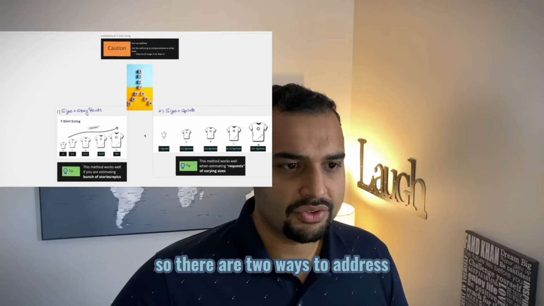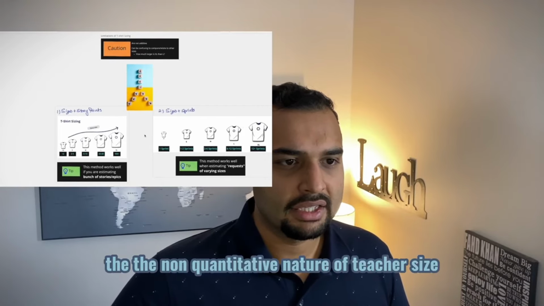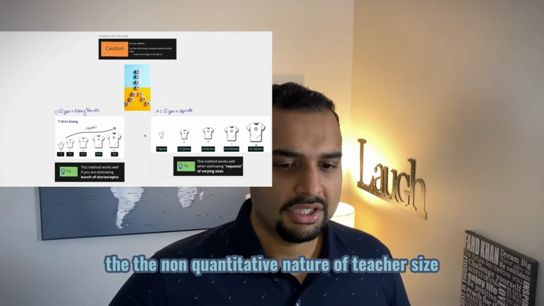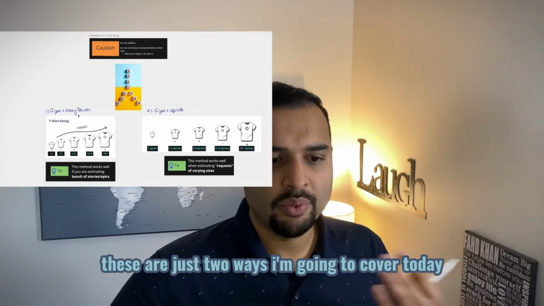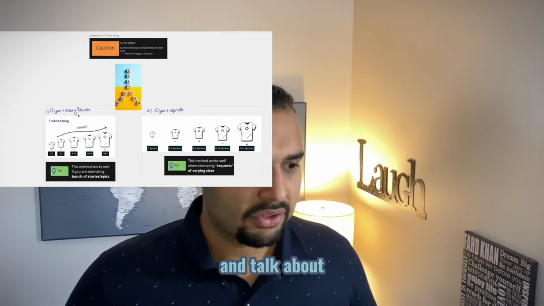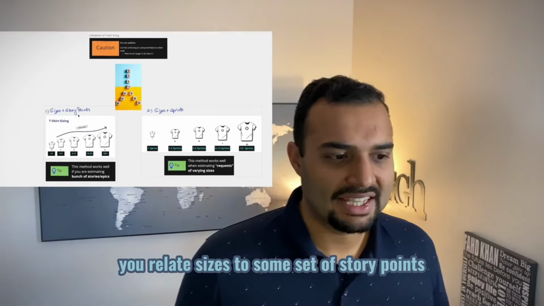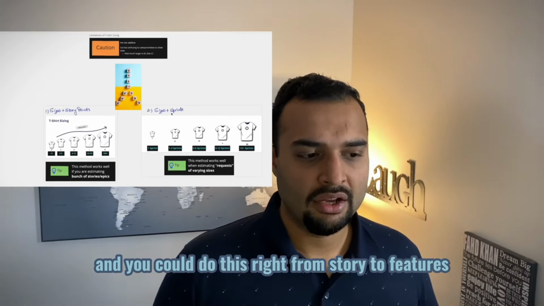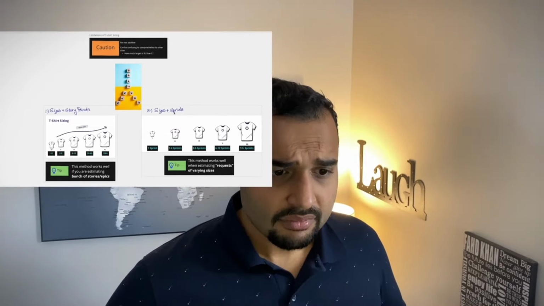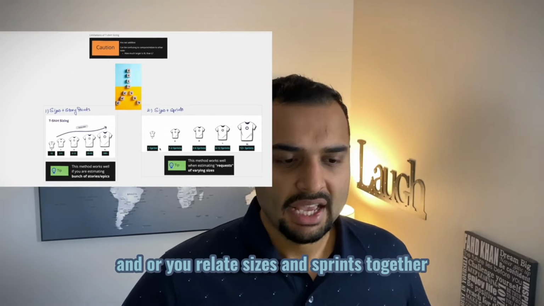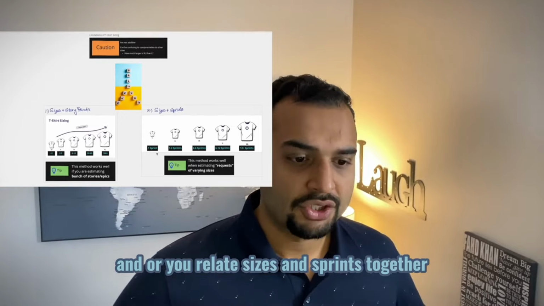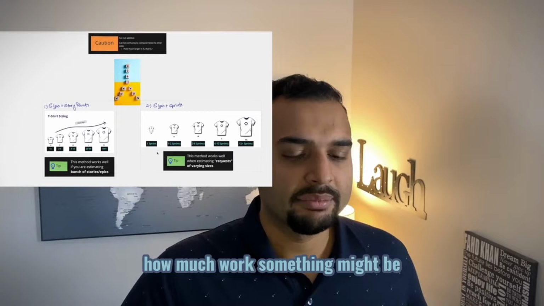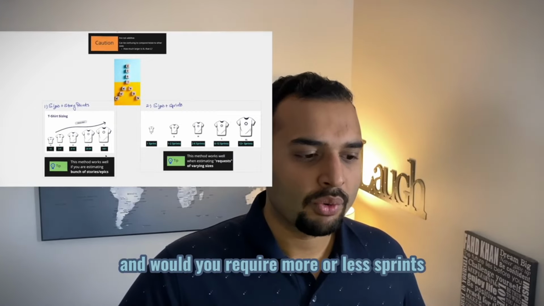So there are two ways to address the non-quantitative nature of t-shirt sizes. And you may have other ways. These are just two ways I'm going to cover today. The first one is you relate sizes to some set of story points, and you could do this right from story to features. Or you relate sizes and sprints together, so you get a sense of how much work something might be and whether you would require more or fewer sprints.